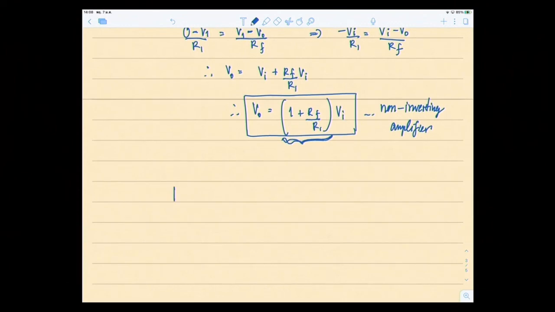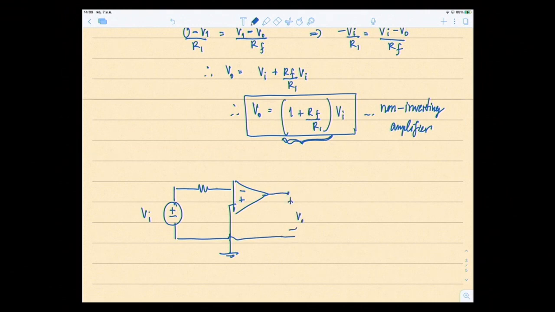The second one, second example, let's look at this one. V out. F actually stands for feedback. Again, we want to find V out. From the ideal characteristic, the voltage here, what do you think? It's connected to ground, so this is 0 volt. And from the second characteristic of the ideal op amp, the voltage at this point is equal to the voltage at this point, so this is also 0 volt.